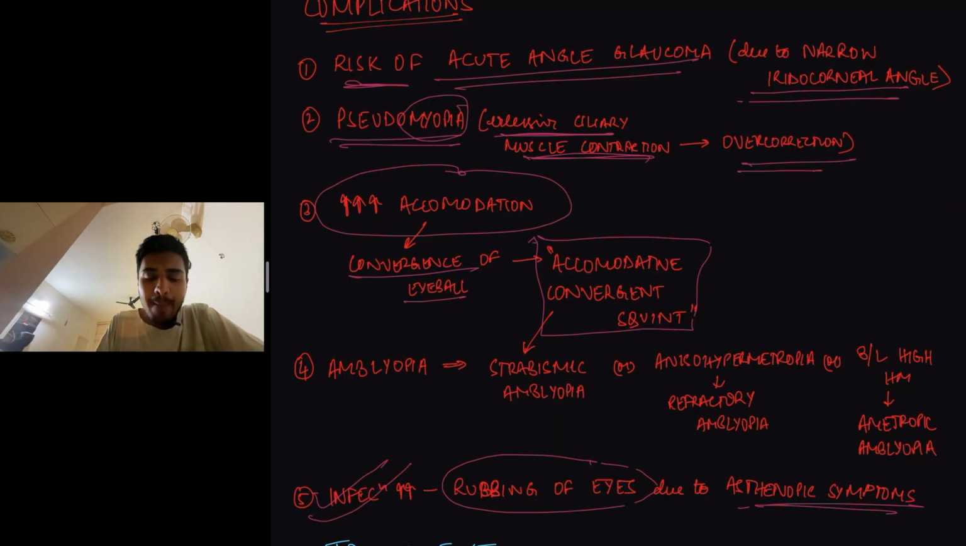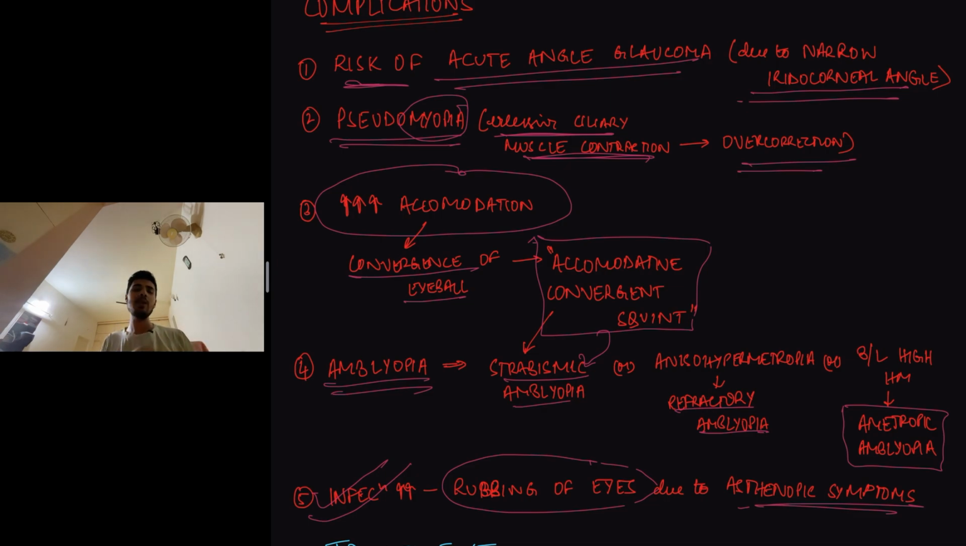And then amblyopia. Now, amblyopia, as I mentioned in previous videos, strabismic amblyopia. Why? Because of the squint. Anisohypermetropia can lead to refractive amblyopia. Bilaterally high degree of hypermetropia can lead to ametropic amblyopia. Now, for further explanation of what these types are, watch my amblyopia videos, you'll be able to understand.